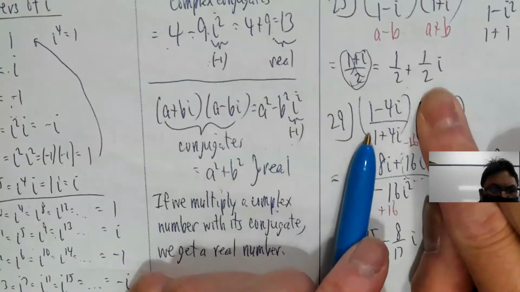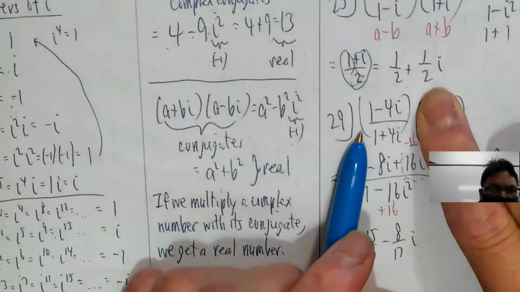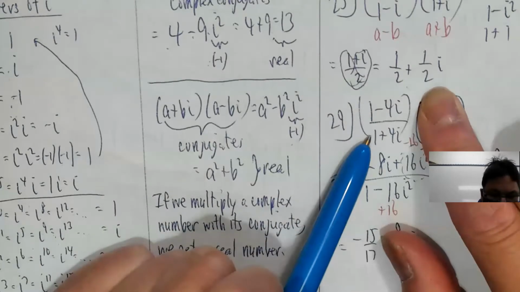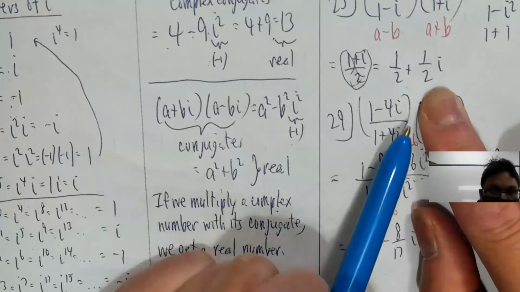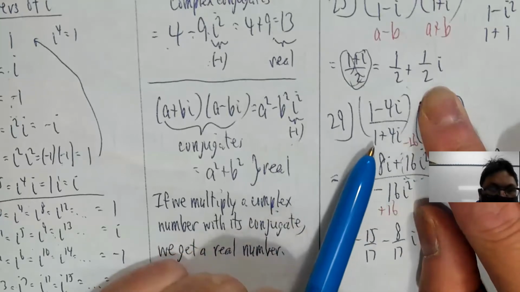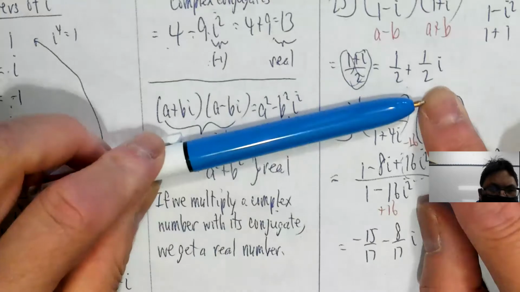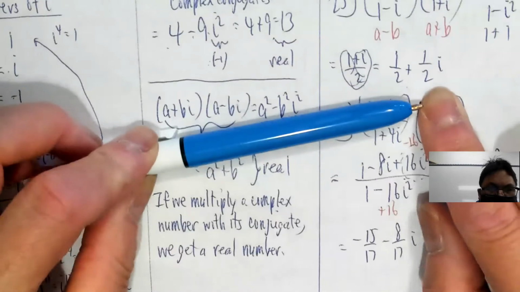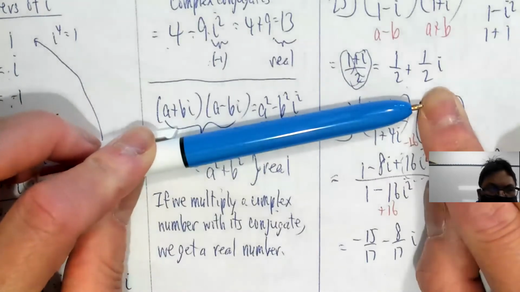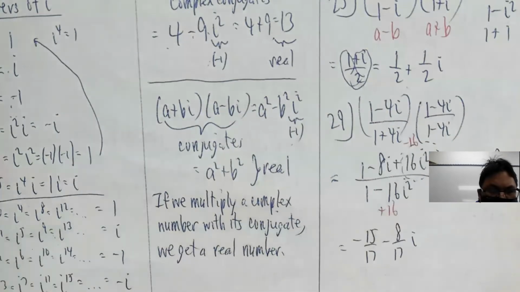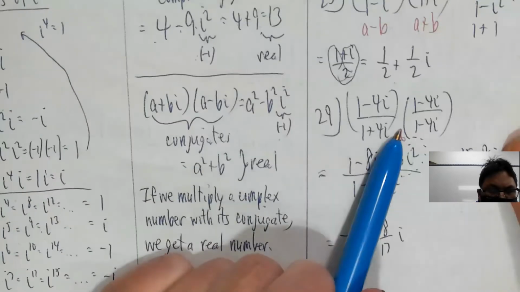Okay, 29, similar. So to clean up a complex number divided by a complex number, you multiply the numerator and the denominator by the complex conjugate of the denominator. So what is the conjugate? Don't even look at the numerator. What's the conjugate of 1 plus 4i? 1 minus 4i. So 1 minus 4i divided by 1 minus 4i.